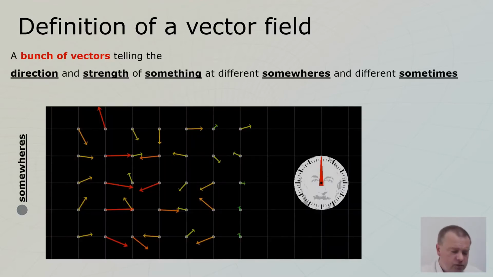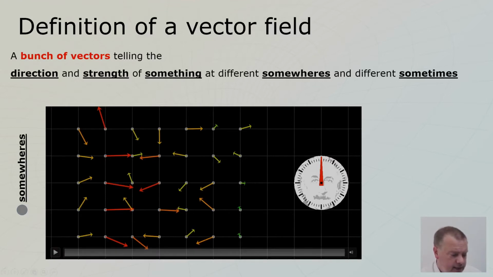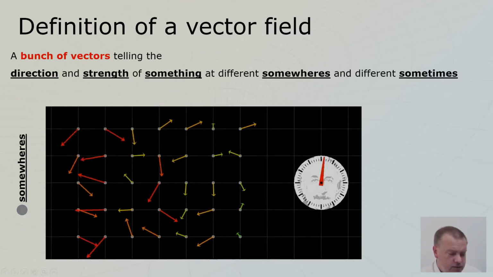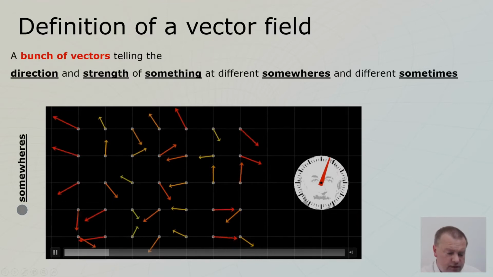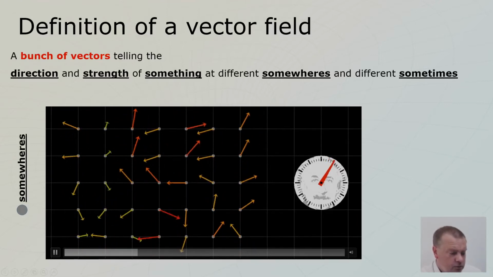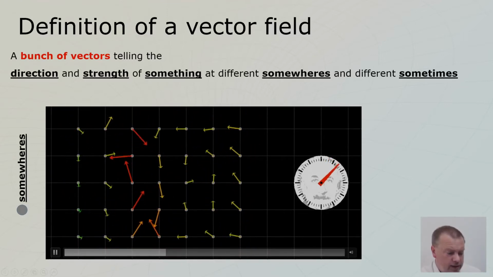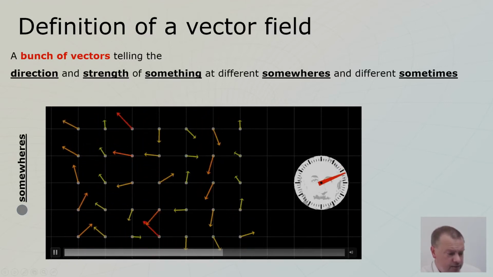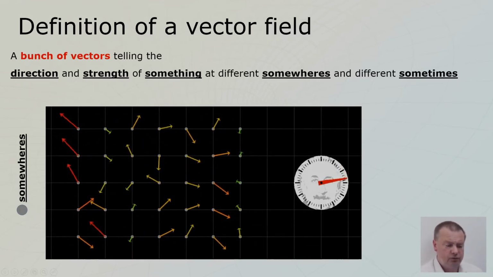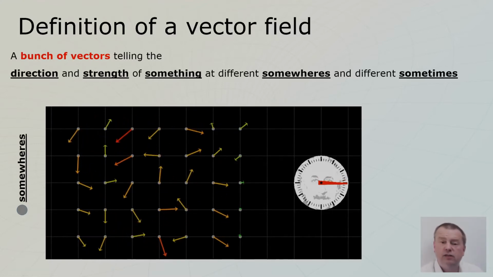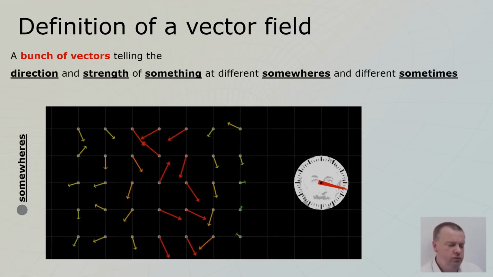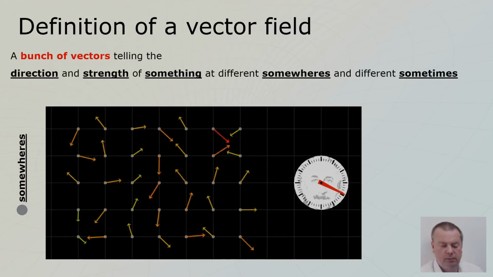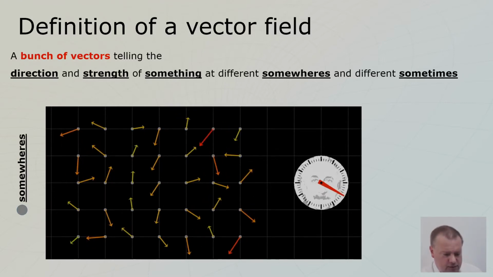You saw in my introduction a little movie, I will play it again here. So here you see the time is changing and you see these little gray dots, those are the somewheres. The clock is giving us the sometime and the vectors change direction and strength. In this case it's a random vector field. I just made them wiggle a little bit for 20 seconds. But that's a vector field.